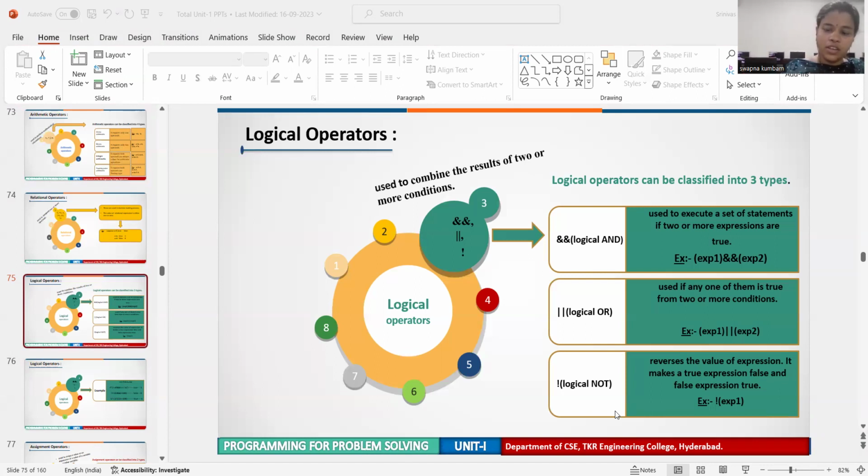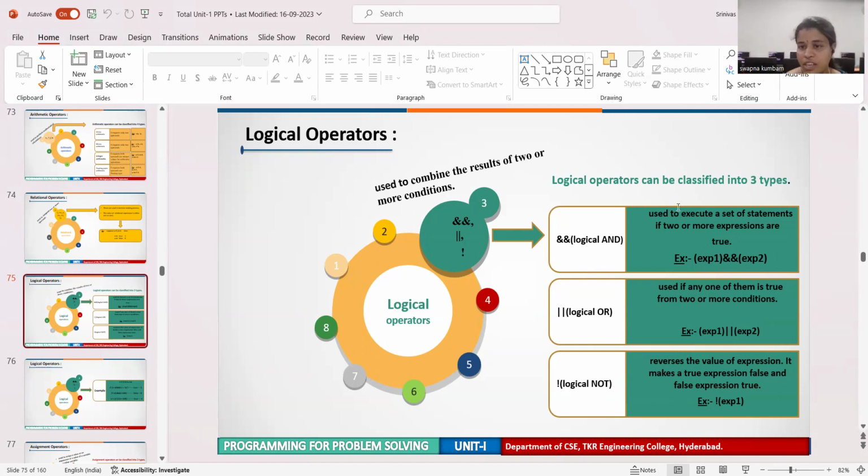So logical not, we will have a symbol, this one. Logical not is just the exclamation mark symbol. So here let us see each one.